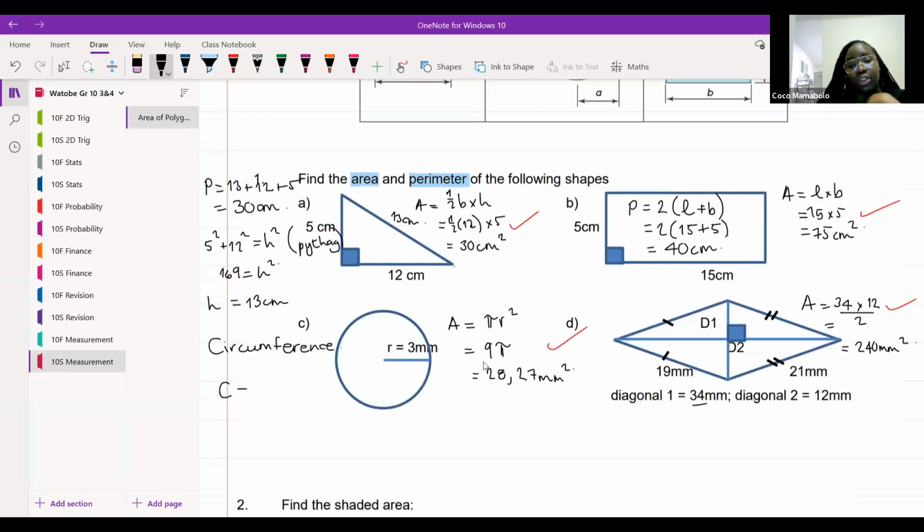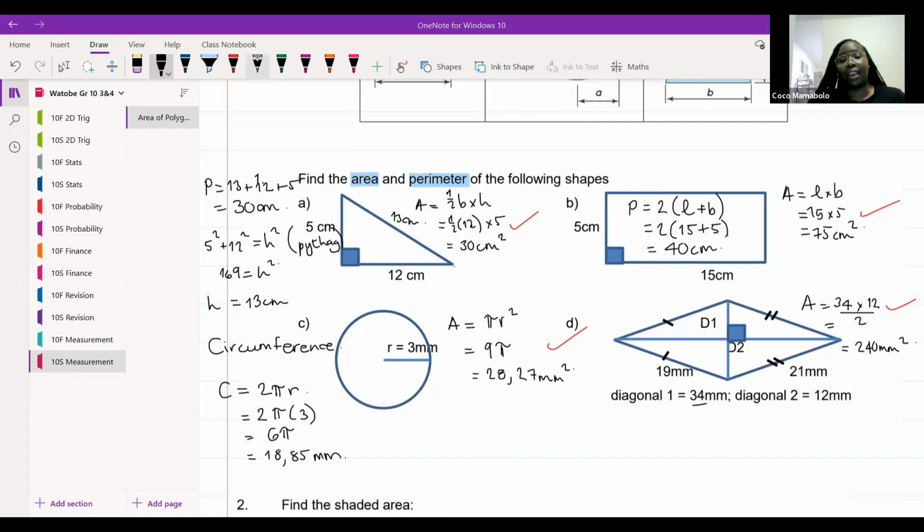The circumference of the circle is calculated as 2 times pi times the radius. Right. So we can then write 2 times pi times 3, which is the same as 6 pi. 6 pi, or you can also give the answer as 18.85 millimeters.